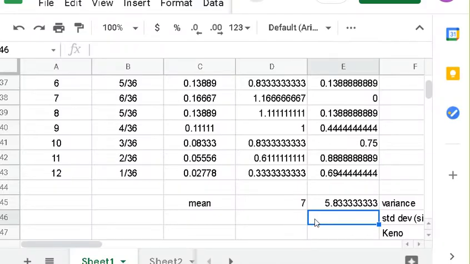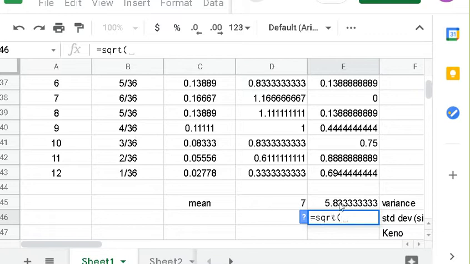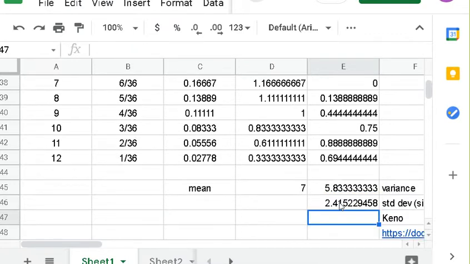Now to get the square root, I'll type equals SQRT. That gives me the square root. Left parenthesis. And then click the cell right up above it. And you should get 2.41 for the standard deviation. Yay!